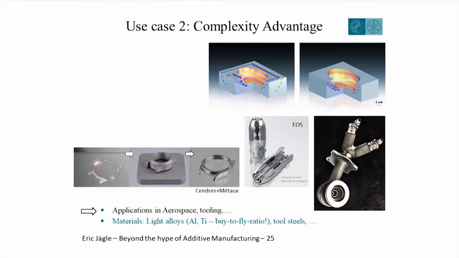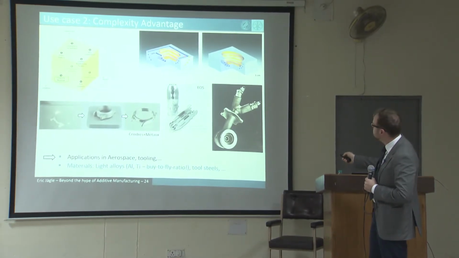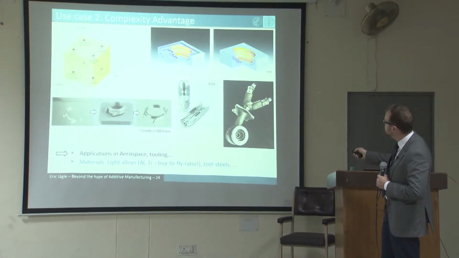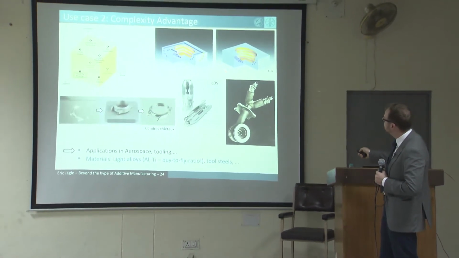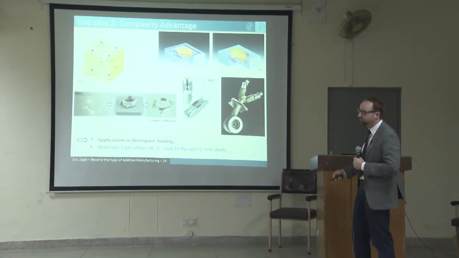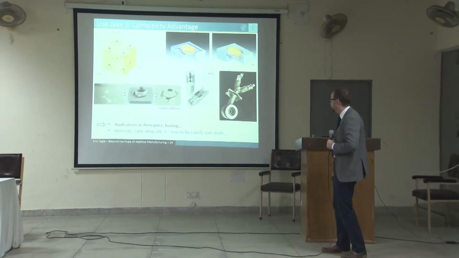For example, you want to make a die for plastic injection molding, and instead of making the cooling channels by deep hole drilling that don't allow you to go close to the contour here in this rounded edge, you just print them in. You print your entire tool out of AM, and then you can have complete freedom of where you put the cooling channels, and you increase the productivity tremendously.